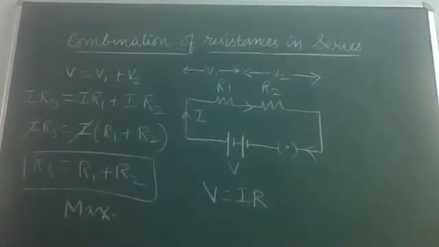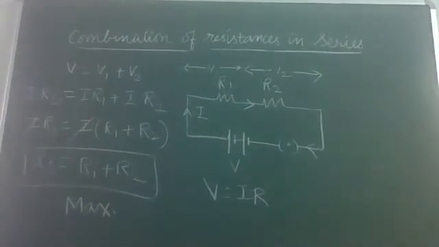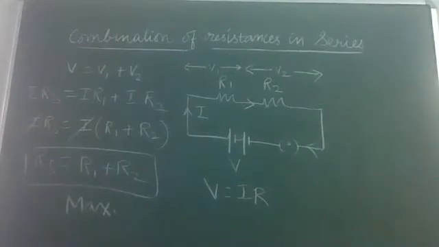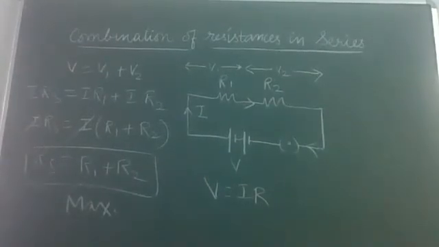Then combination in parallel. Still the students are joining and there are only 45 students. 47. Why they are coming late? बहुत बच्चे एब्सेंट हो रहे हैं.